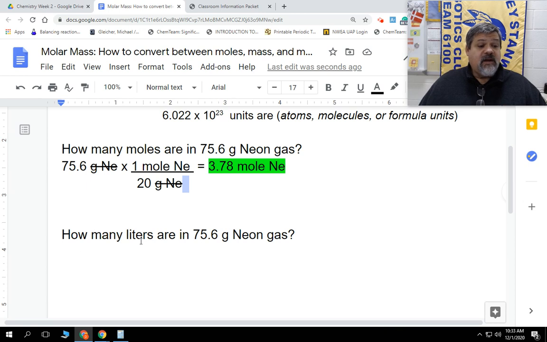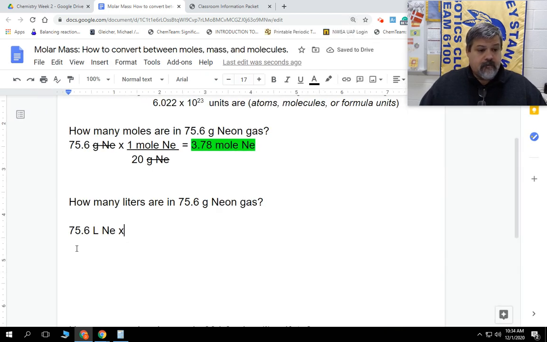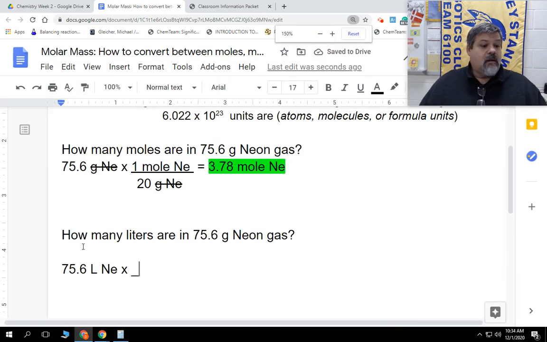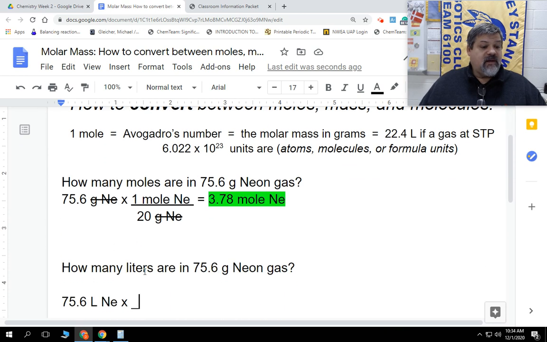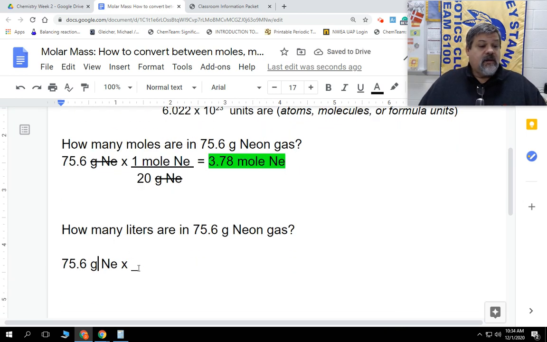The next one says how many liters are in. So we're going to do the same thing. We're going to start right off with our 75.6 liters of neon. And we're going to put our times in our line. Okay, and we're going to put liters on bottom this time. So this time I go back up to my thing, and what does it equal? Well, 1 mole, and I have it in liter, I have it in grams. So I do the molar mass. Excuse me. This is going to be grams. I'm sorry about that. And we want it in liters, but we got to put grams on bottom.